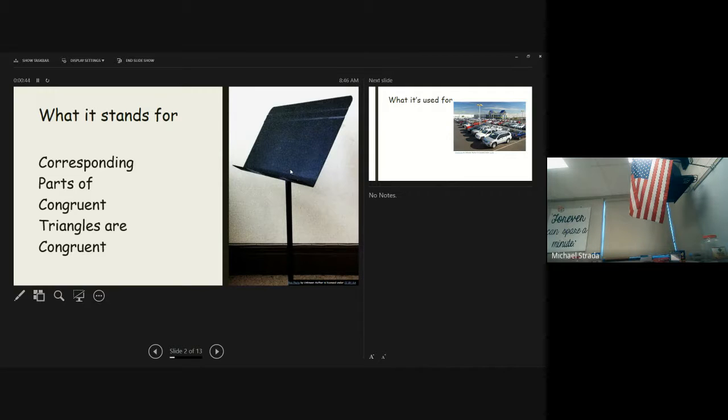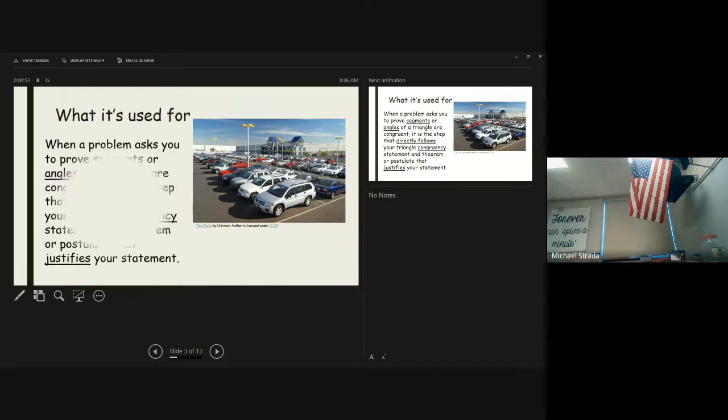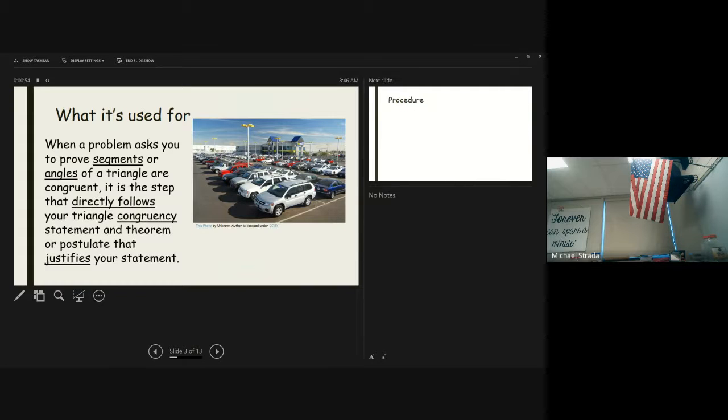The only time you'll need to know that is on the notebook test, when it asks you what your CPCTC is. You just have to know what it's used for. When a problem asks you to prove segments or angles of a triangle are congruent, it is the step that directly follows your triangle congruency statement and theorem or postulate that justifies your statement.